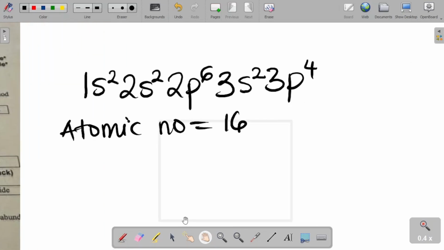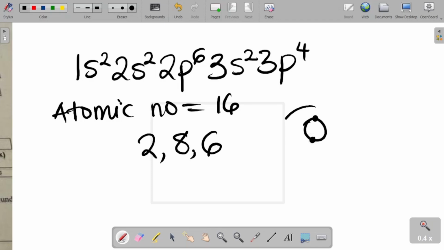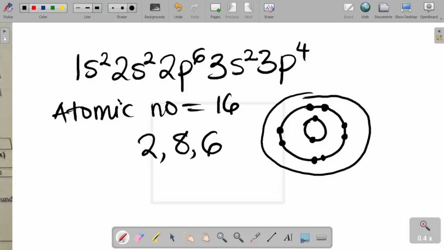Now, how do we get the group and period? That's also simple. For us to get group and period, we have to use the KLMN shell concept. If we do this for 16, we have the K shell as 2, the L shell would be 8, then the M shell would be 6. Just simply 1, 2, and then 1, 2, 3, 4, 5, 6, 7, 8, and then your final shell will now be 6. So you have 1, 2, 3, 4, 5, and 6.